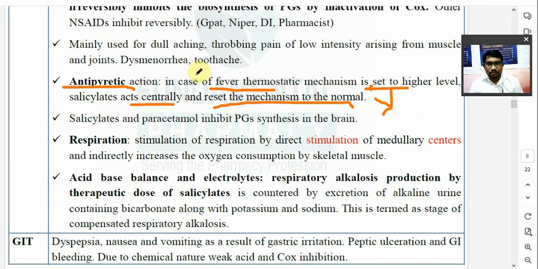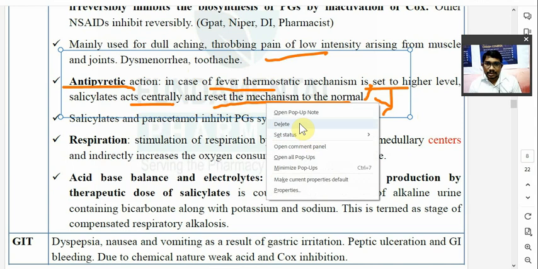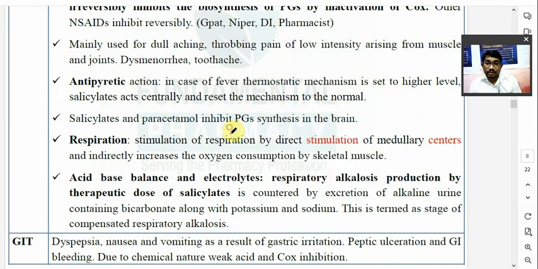Okay. So in a smaller dose, the salicylates will act as an analgesic and antipyretic. In higher doses, salicylates act as an anti-inflammatory. Salicylates and paracetamol inhibit the prostaglandin synthesis in the brain.